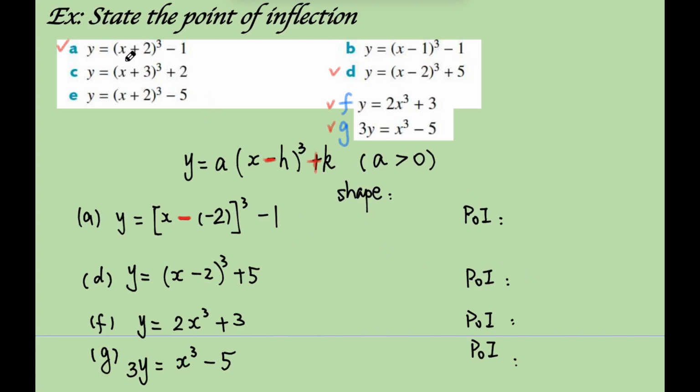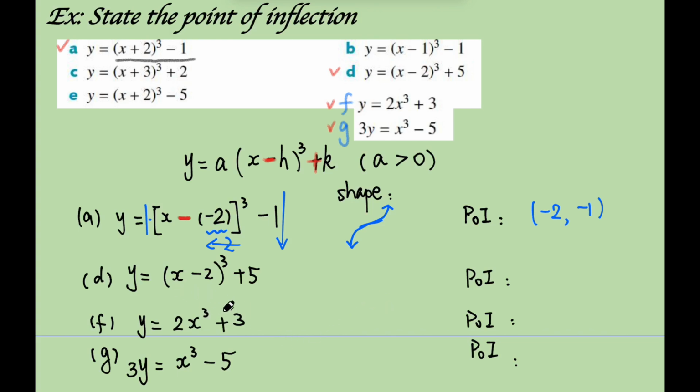For the first one, y equals (x plus 2) all cubed, then minus 1. For this, we are going to rearrange it to show it as x minus -2. Now we will see the value of h is -2. It means the graph will be moved to the left by 2 units and then moved down by 1 unit. Therefore, the point of inflection will be (-2, -1). As the coefficient of x cubed is number 1, the shape will be like this, climbing up a hill.